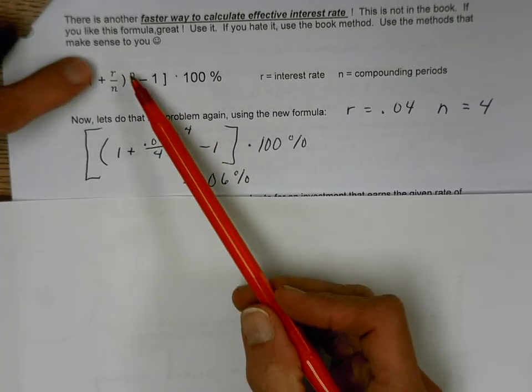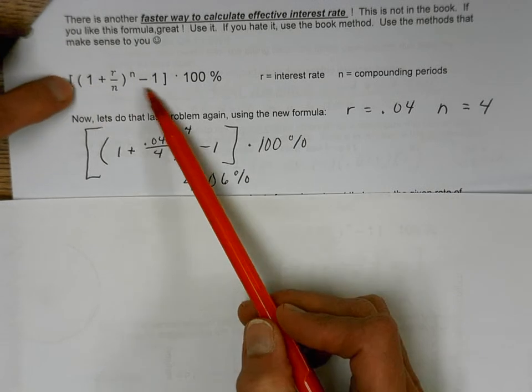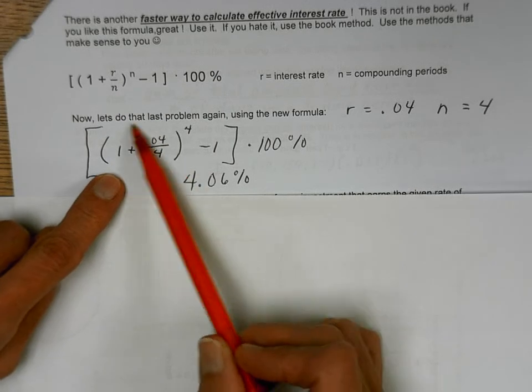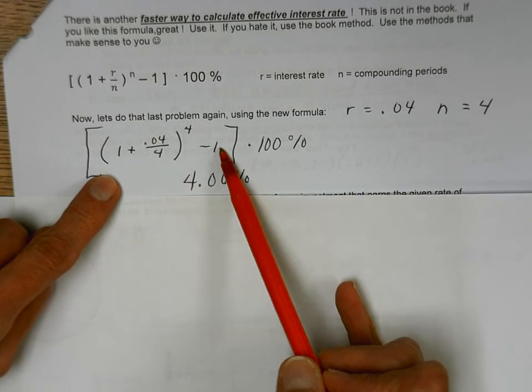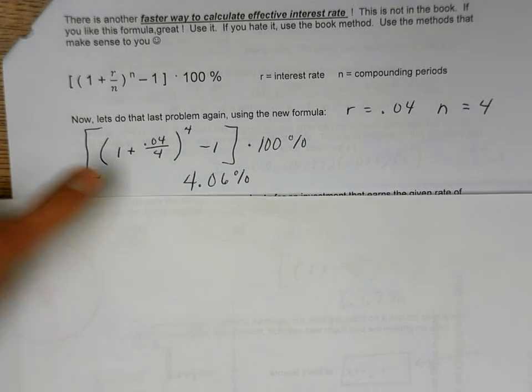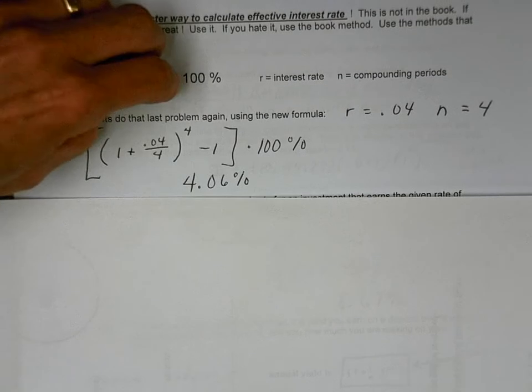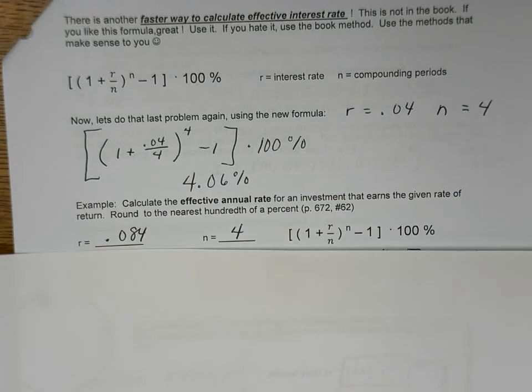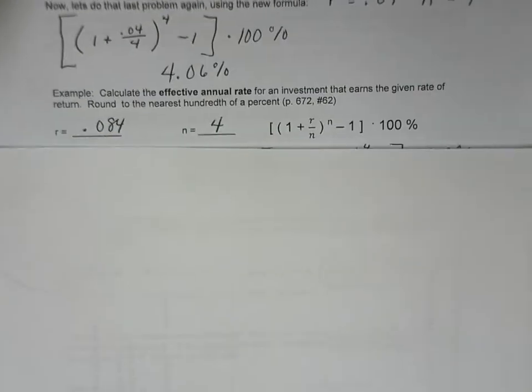We knew our R value, we knew our N value. I just plugged them in. I put this in my computer or my calculator first, raised it to the 4th, I subtracted 1, multiplied by 100, and boom, I got my answer. There's no steps in this. You just plug everything in once, put it in your calculator, hit equals, and you're done. To me, I like this. I don't like having to think about step 1, step 2, step 3, but if you like the other way, go for it, okay? All right, I want you to open up your books to page 672.